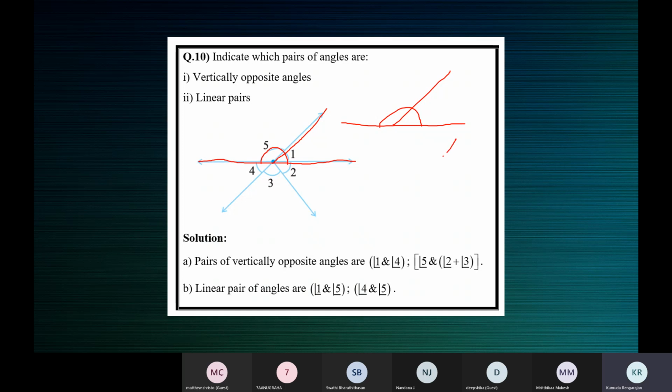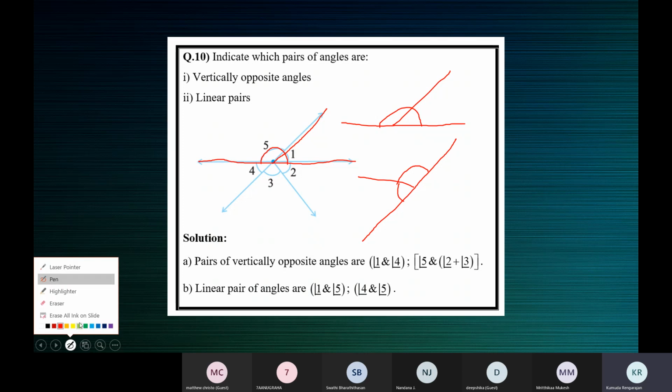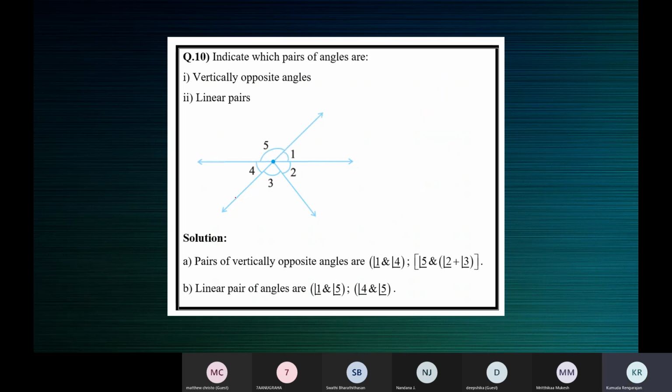Similarly, when you take this line, take a straight line and take a ray on it like this. So you can see angle 5 and angle 4. Identify the line and the ray on the line. So see here, this is the line. This is the ray on it. So angle 4 plus angle 5 is equal to 180, because 4 and 5 stand on the straight line. Or 4 and 5 form a linear pair of angles.